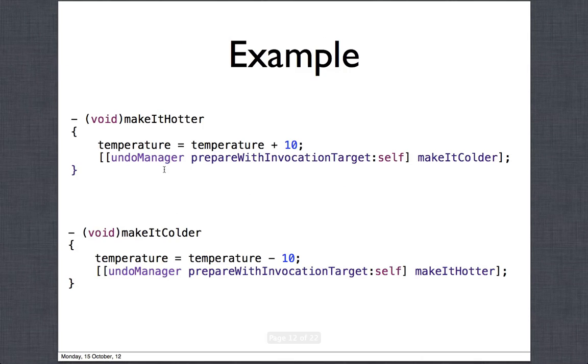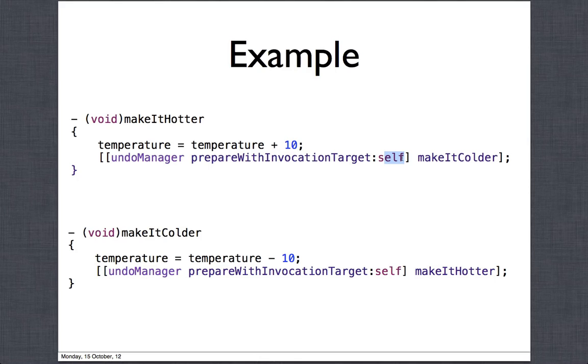So a simple example is here. You have a function that makes the temperature go up 10 points. So you change the temperature, of course, but then you have to say, hey, undo manager, the inverse of what I just did is this method. And we are saying here, undo manager, prepare with invocation target self.